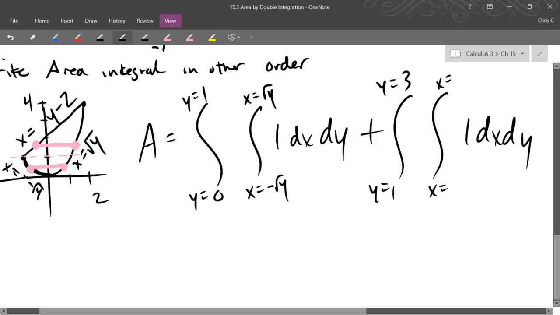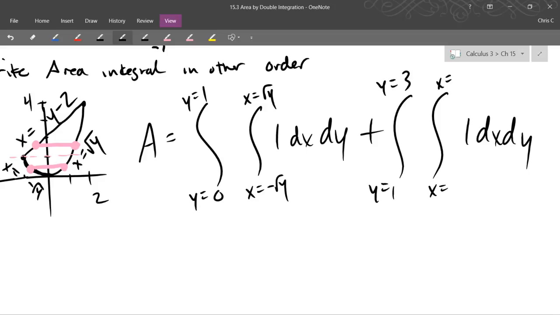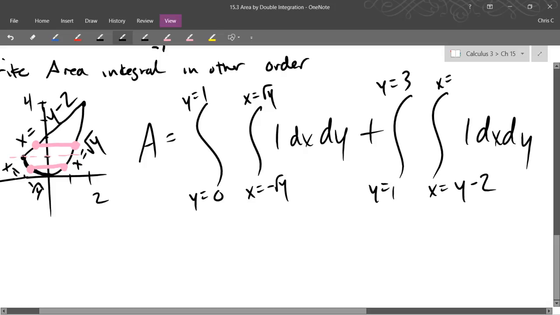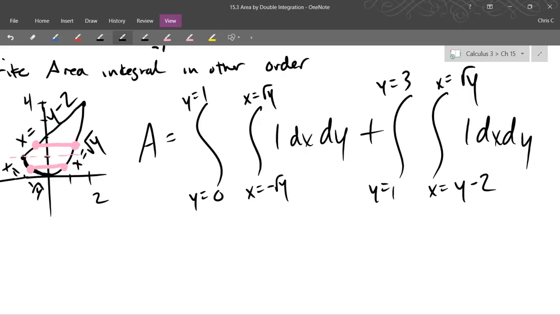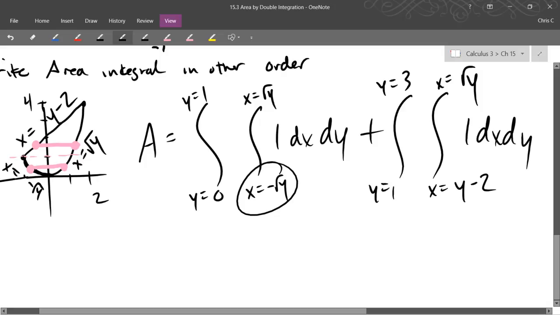And then things change from y is 1 to 3. So what is our little x endpoint when we pass 1? So it'll be y minus 2. And then the big one, square root y. And this should make sense. The right side endpoint doesn't change, meaning the top endpoint for x is not going to change, the big one. But the small one definitely changes. So you see the small one make a change right there.